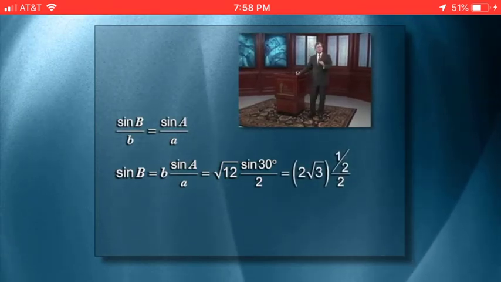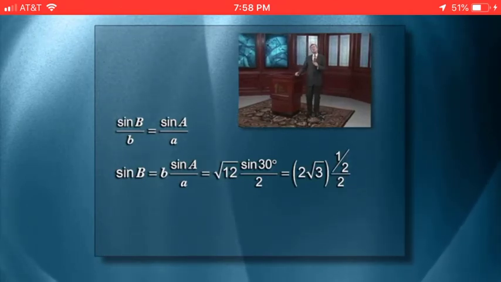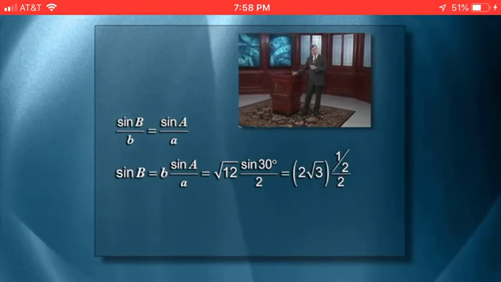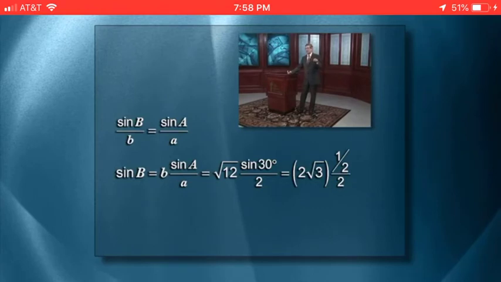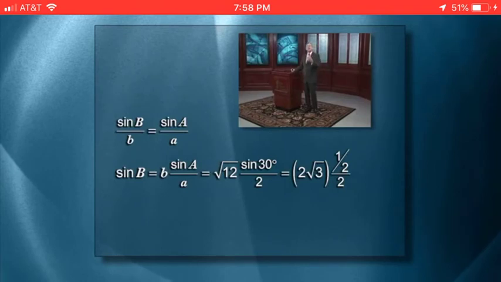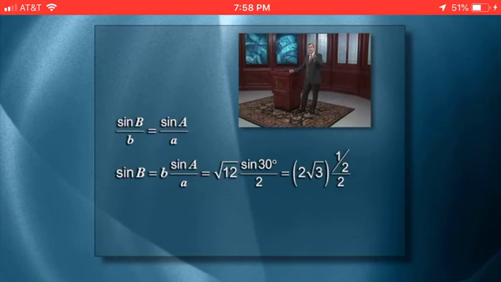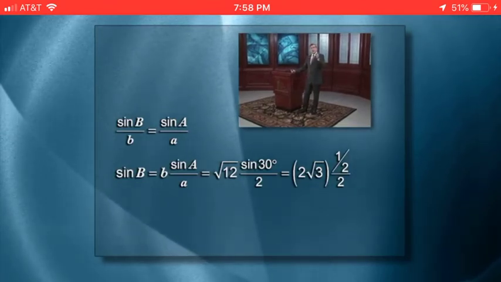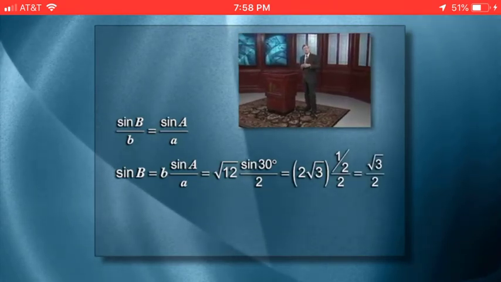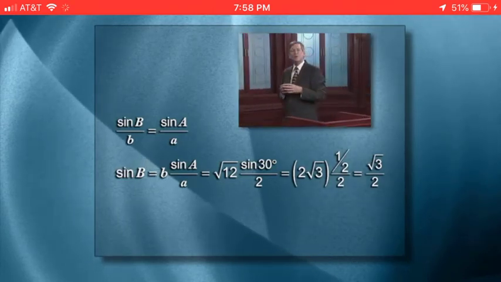Now I know the exact value of sine 30. Sine 30 is a half. Let's pause there for a minute. Sine of 30 is a half. That dates way back to our beginning lectures on trigonometry. I'm not necessarily using a calculator on this, although I could, and it would give the answer of a half. But this is one of the angles we know. The sine of pi over 6, or 30 degrees, is a half. And that's all divided by 2. Do some cancellations, and you're left with sine B equals square root of 3 over 2. Okay, sine of B is square root of 3 over 2.